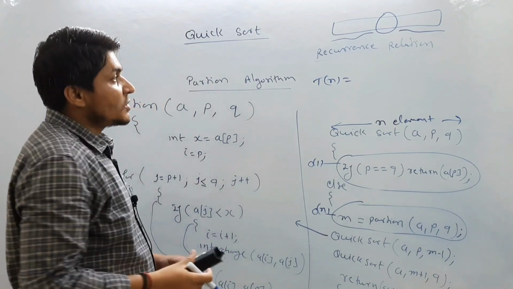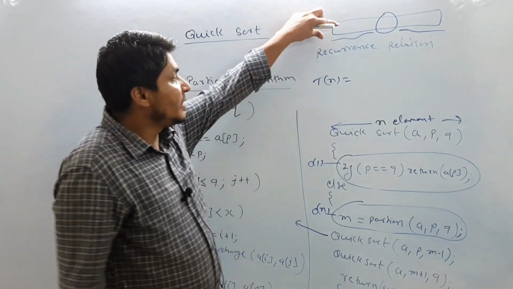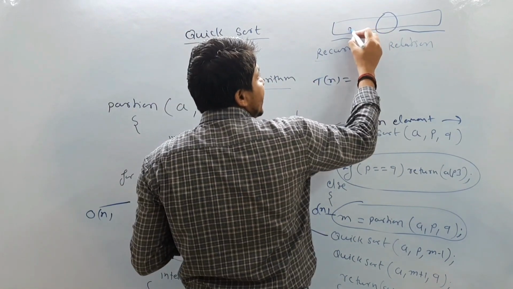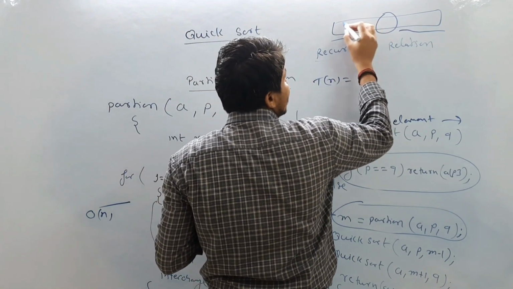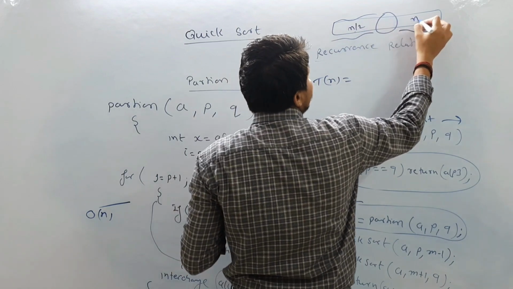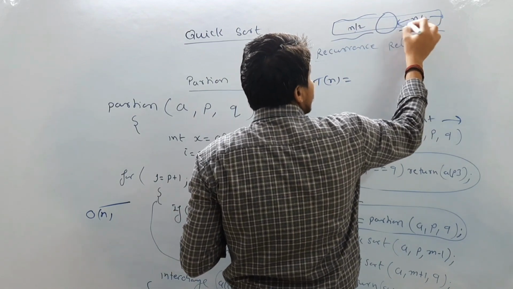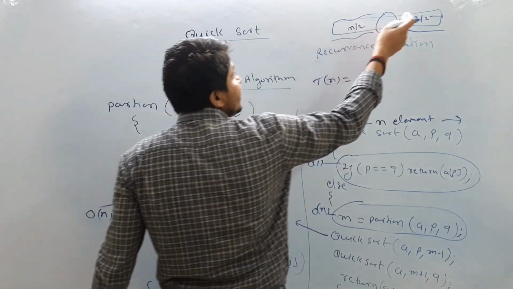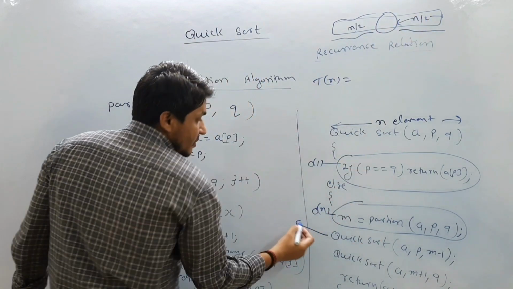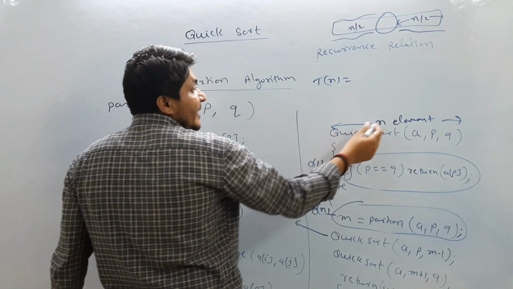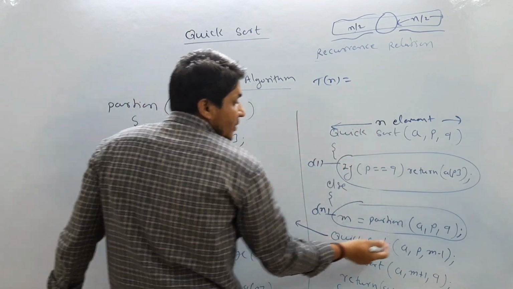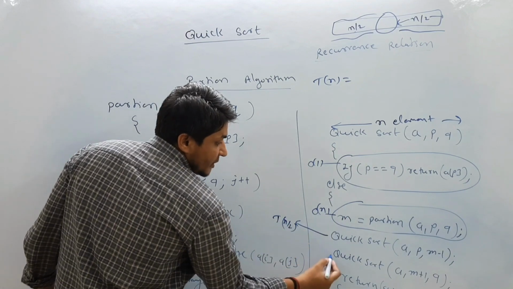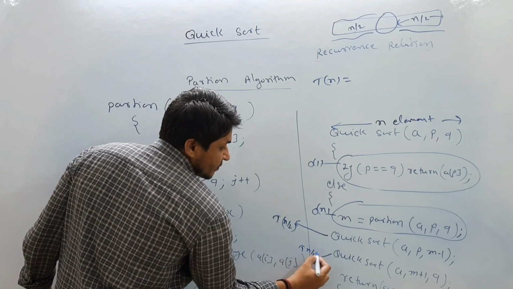But this is possible in the best case. Maybe that pivot element is dividing the array into two parts, with n/2 elements on the left-hand side and n/2 elements on the right-hand side. Then we have to perform quicksort on n/2 elements, and again on n/2 elements. In order to solve an n elements problem, it takes T(n). So to solve n/2 elements, it is going to take T(n/2), and this is again T(n/2).